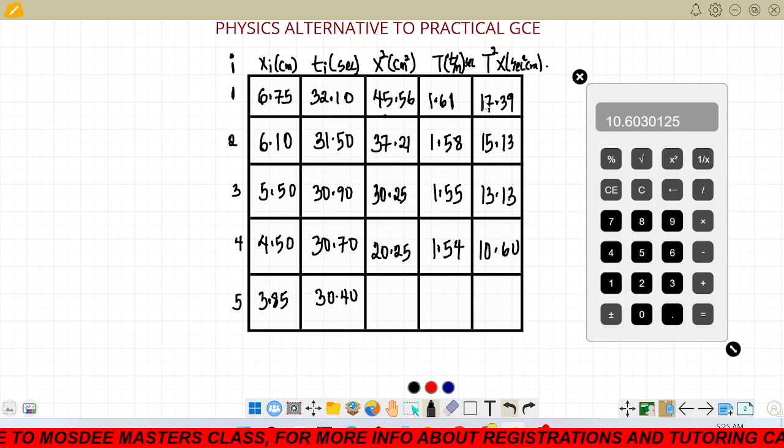If you check the values, they are actually decreasing, whereas this value is also decreasing. So now, the last but not the least, this guy is going to be squared. 3.85 squared. That's 14.82.